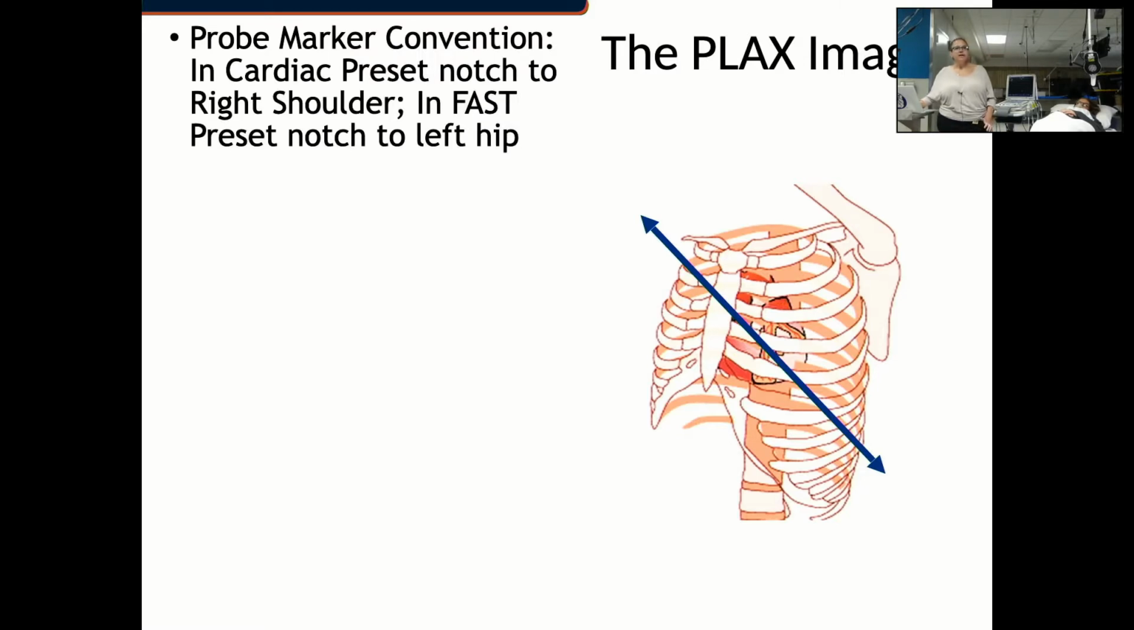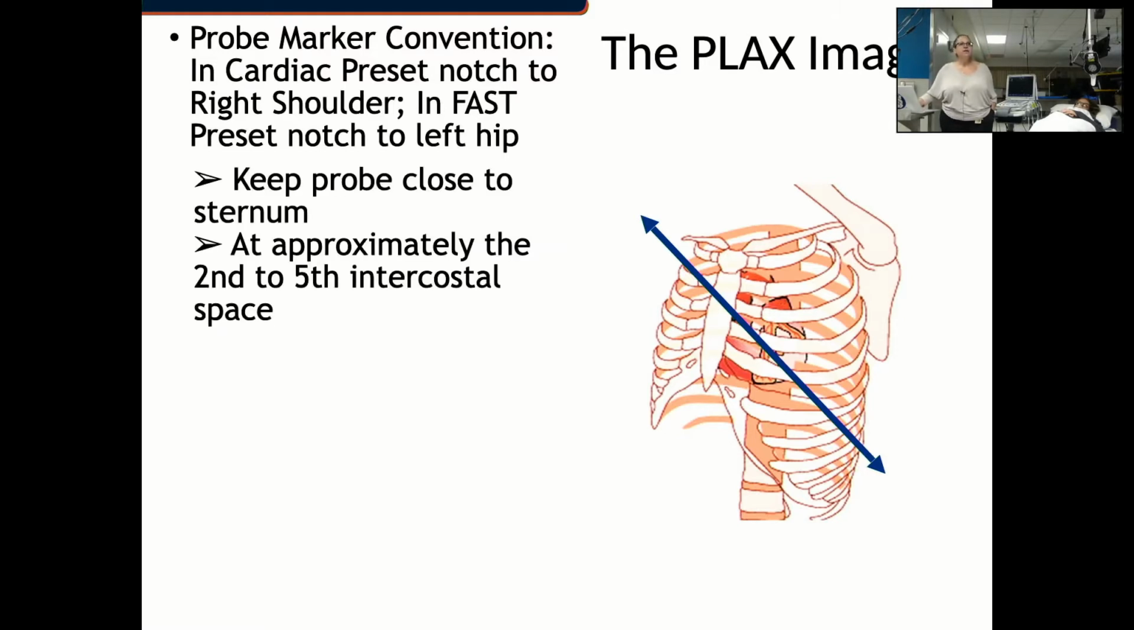When we talk about the PLAX image, your marker is going to go to the patient's right shoulder if you are using a cardiac preset. And the idea behind that location is to stretch out the long axis of the heart from base to apex and give us a view that lets us see a little bit of several chambers at once. If you use any of the fast presets, the notch will then go towards the patient's left hip.